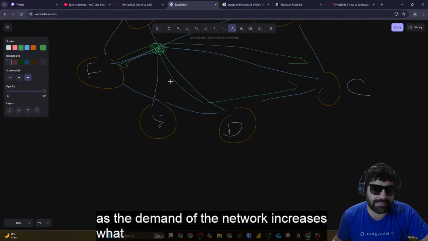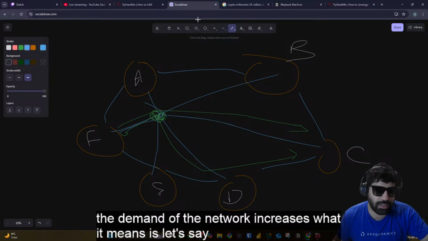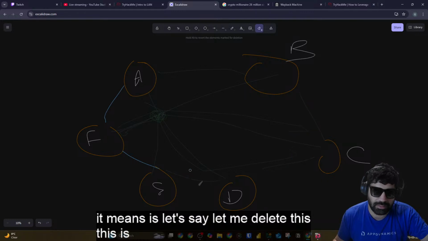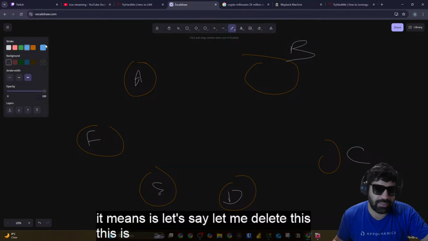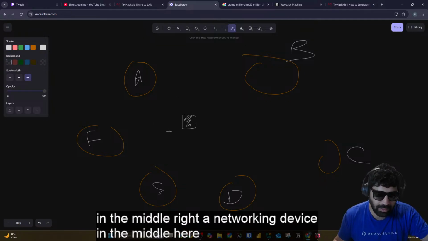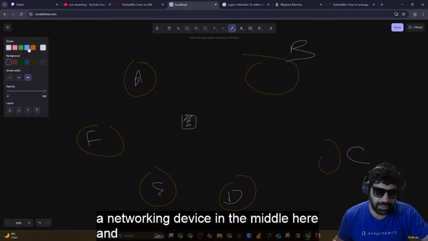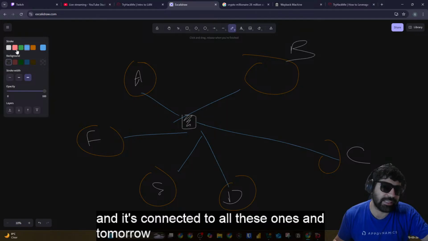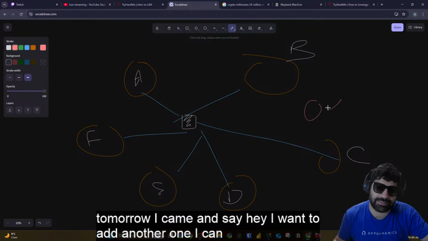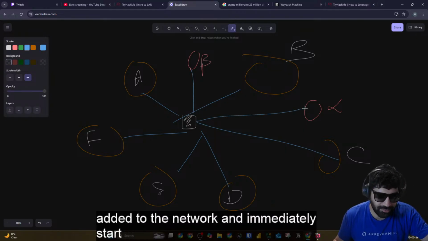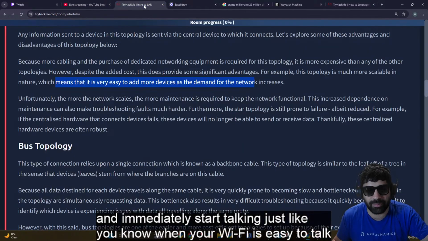What it means is, let me delete this. If we have a switch in the middle, a networking device in the middle here, and it's connected to all these ones, and tomorrow I say, hey, I want to add another one, I can add this as alpha, this as beta. These can be easily added to the network and immediately start talking, just like your Wi-Fi, it's easy to talk if some new device comes.